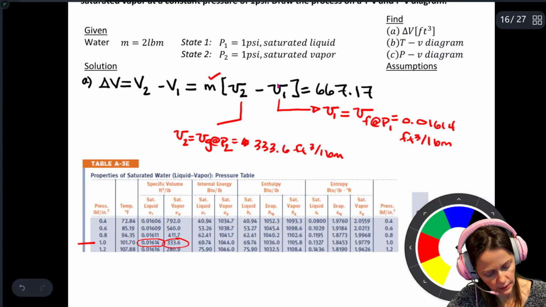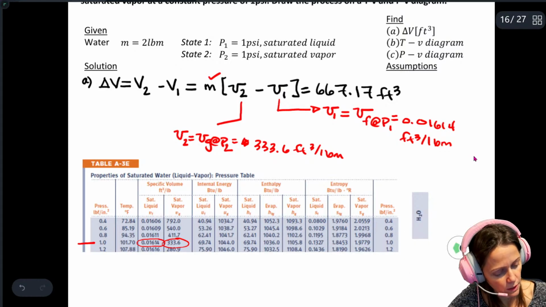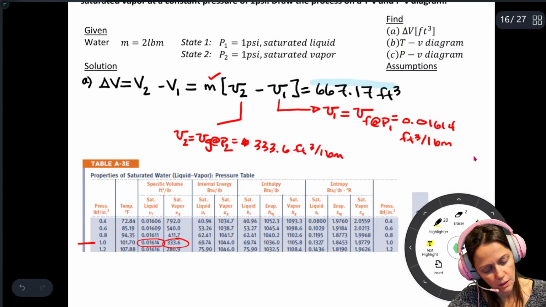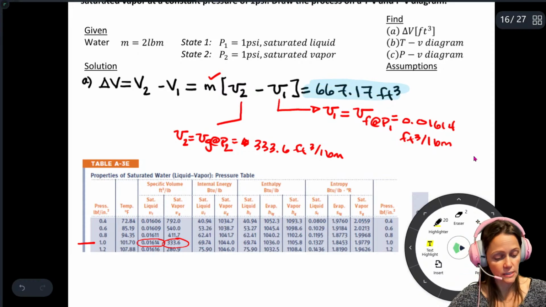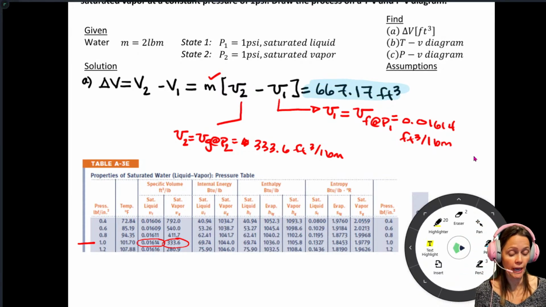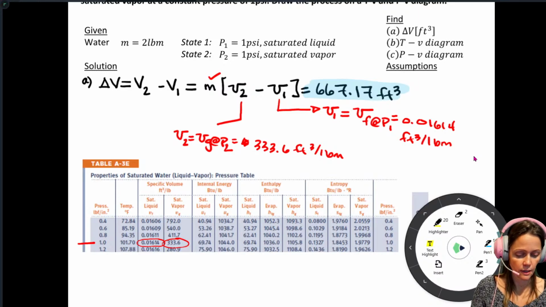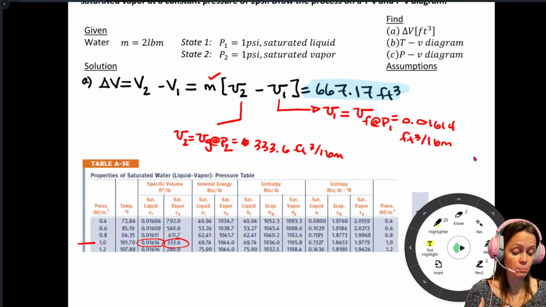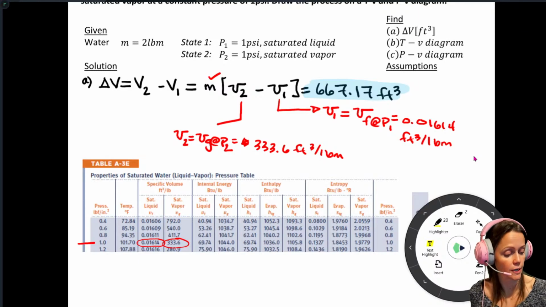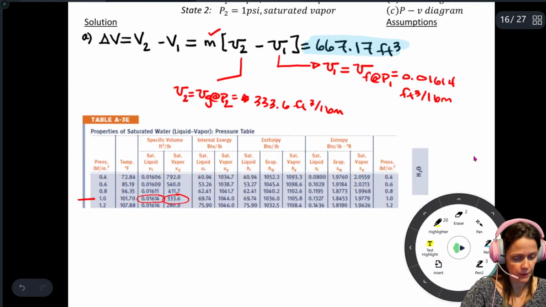667.17. That is a volume change in feet. Perfect. And then the very last thing we need to do is draw the process on a TV and a PV diagram. So let's do that now as well.